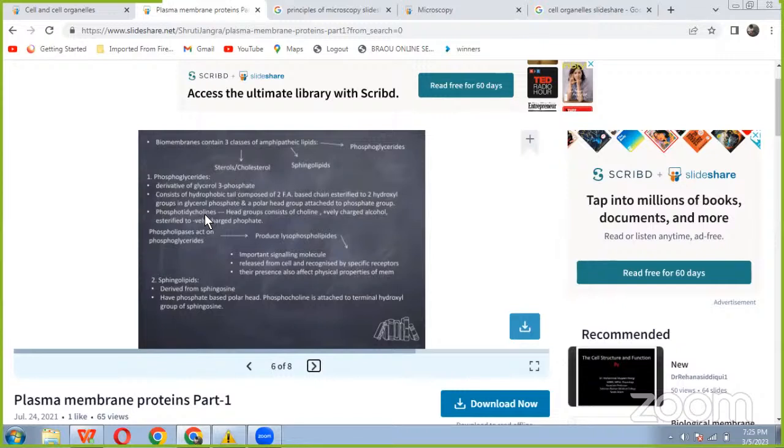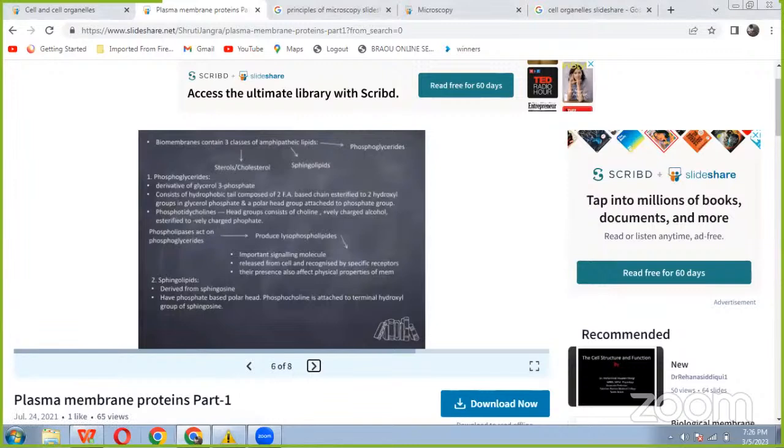They consist of a hydrophobic tail composed of two fatty acid chains esterified to the two hydroxyl groups in glycerol phosphate. The polar head group is attached to the phosphate group. The head groups consist of choline and a variety of alcohols esterified to the phosphate.